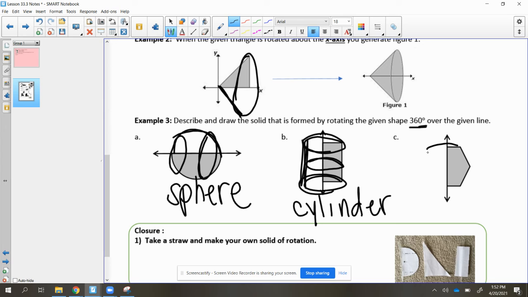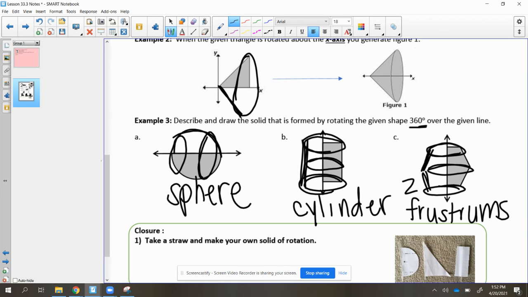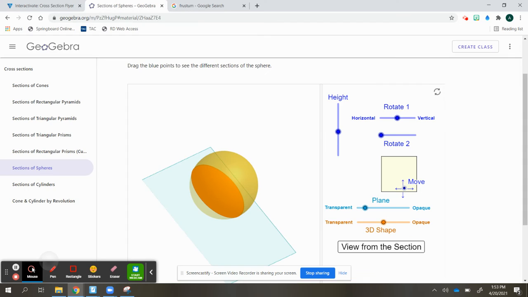And finally, again, circular motion. Anytime we're rotating, you're thinking circular. What's happening here is we are creating what is called a frustum. Particularly, there are two of them. So we would say there are two frustums. And you're probably like, what the heck is that?